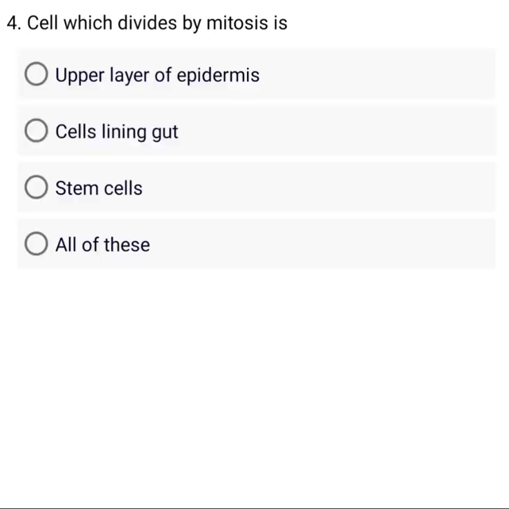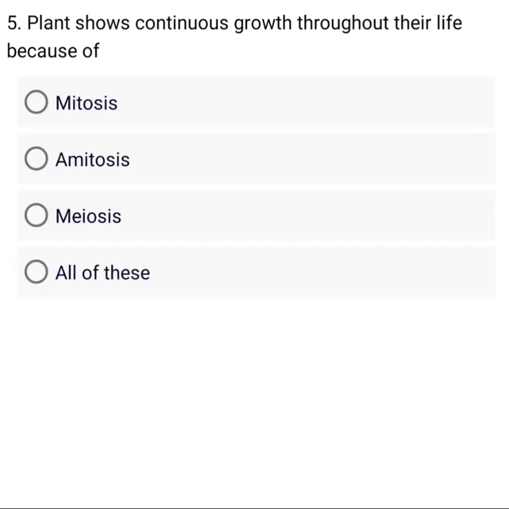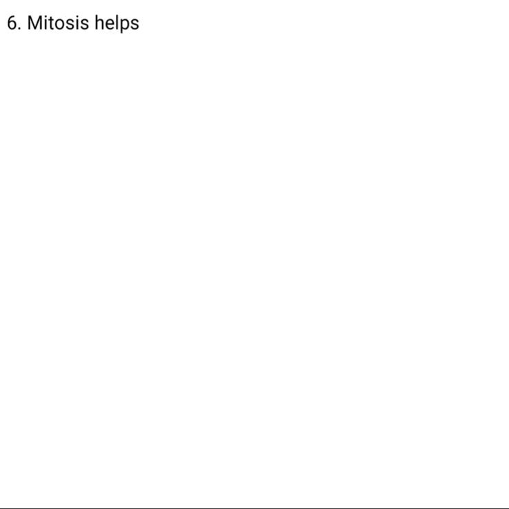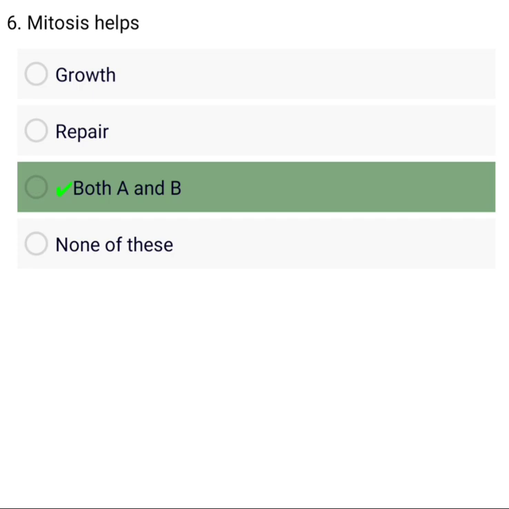Right. Cell which divides by mitosis is A. Upper layer of epidermis. B. Cells lining gut. C. Stem cells. Right. Plant shows continuous growth throughout their life because of A. Mitosis. Right. Mitosis helps A. Growth. B. Repair. C. Right.